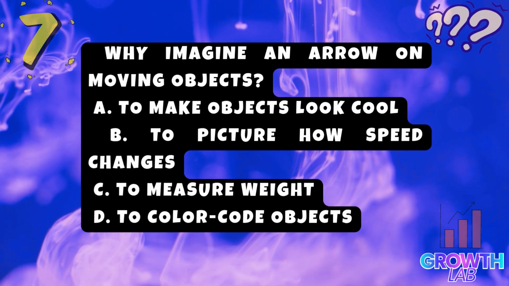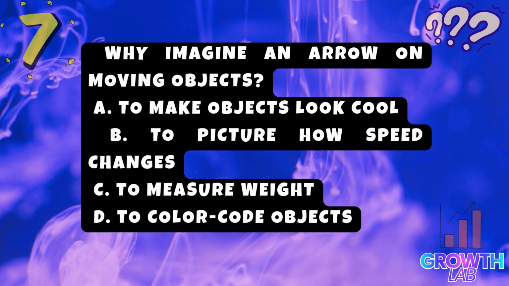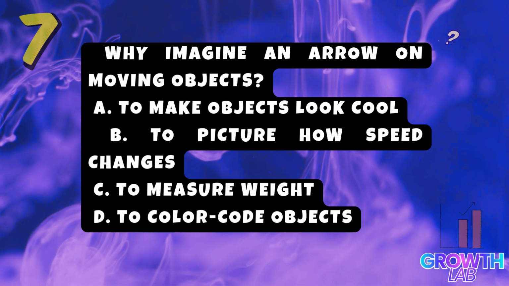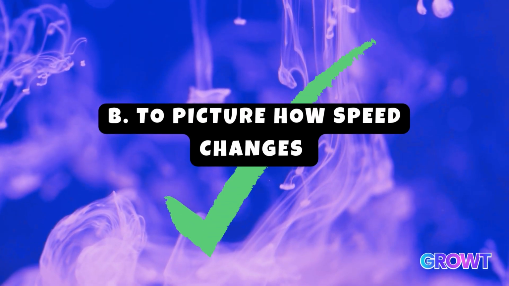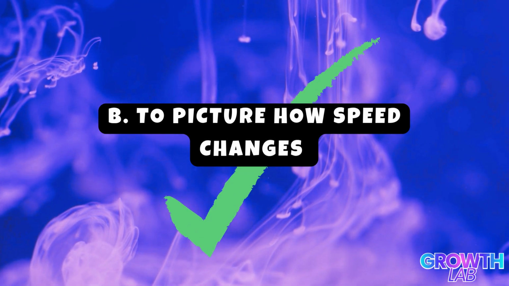Question 7. Why imagine an arrow on moving objects? Answer options are: Option A, to make objects look cool. Option B, to picture how speed changes. Option C, to measure weight. Option D, to color code objects. Correct option is option B, to picture how speed changes. Arrows help visualize direction and acceleration.